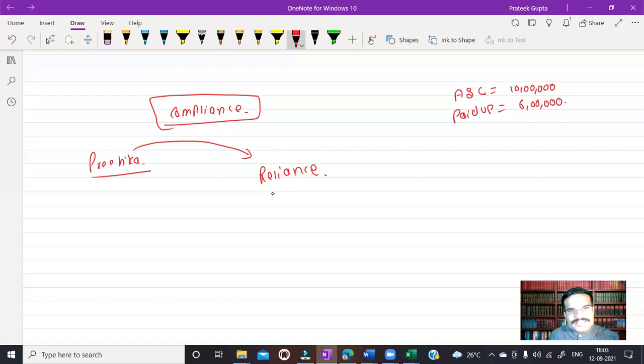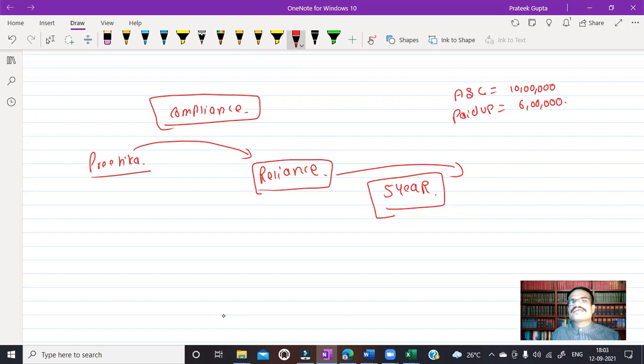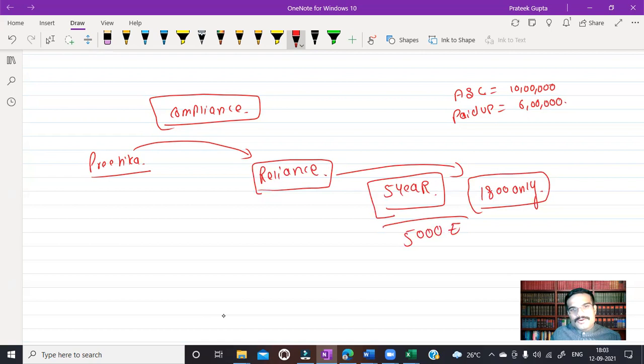Now, let's say, beta, this is Prithika, this is Reliance. Reliance Industries is showing Prithika dreams. Prithika, just work with us for 5 years. We will allot you the shares. So it means Prithika will get the right to have the shares of Reliance at rupees, let's say, 1800 only. And yes, 5,000 shares will be issued to Miss Prithika G at rupees 1800 only.